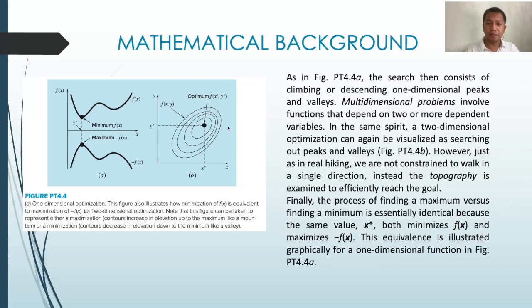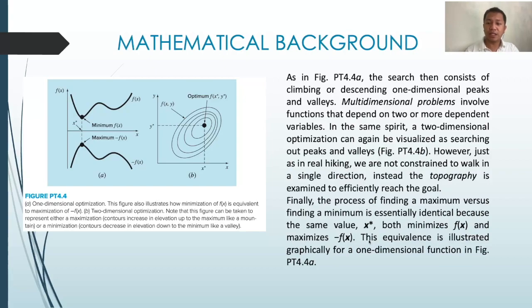figure B. However, just as in real hiking, we are not constrained to walk in a single direction. Instead, the topography is examined to efficiently reach the goal. So finally, the process of finding a maximum versus finding a minimum is essentially identical, because the same value x asterisk both minimizes the function of x and maximizes the negative function of x.